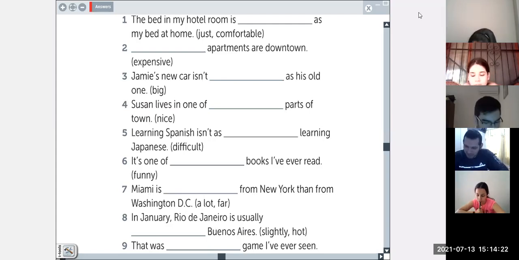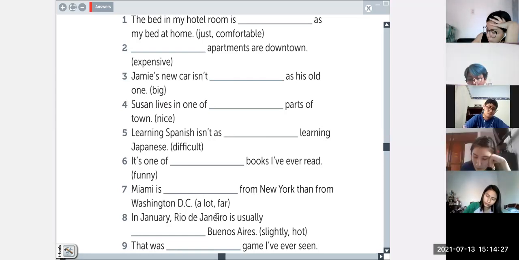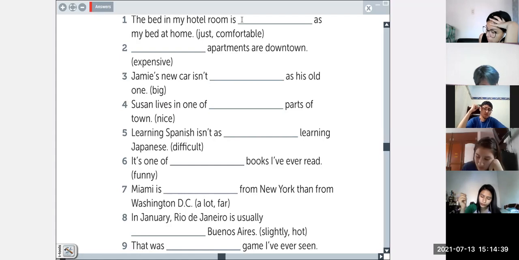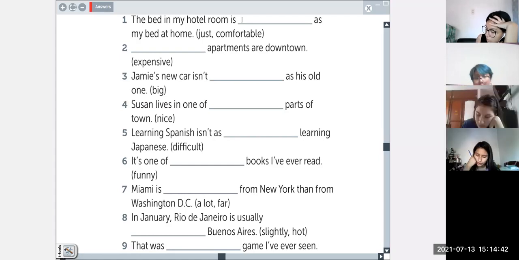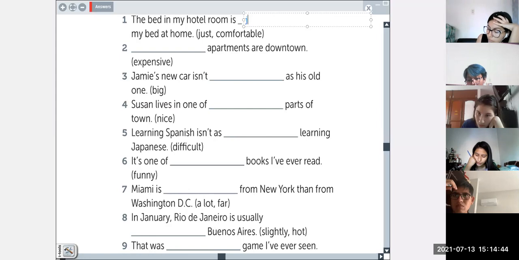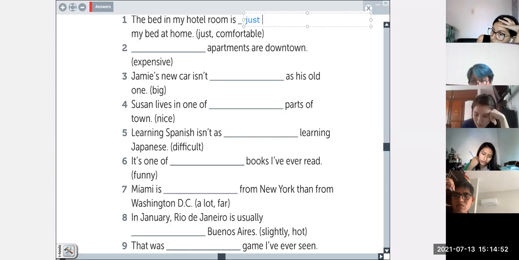So let's see the first one. Number 1. Please, number 1 is for Ronald. The bed in my hotel room is just a little comfortable as my bed at home. Just? Yes, just a little. A little? Comfortable.